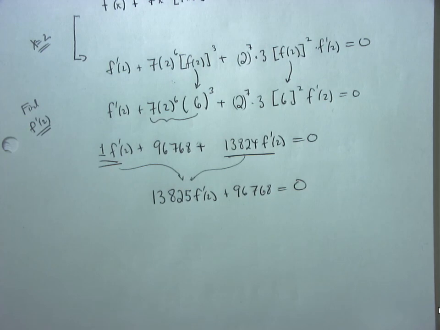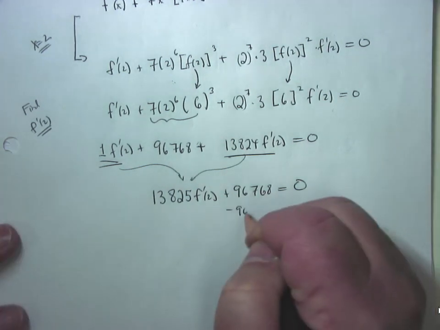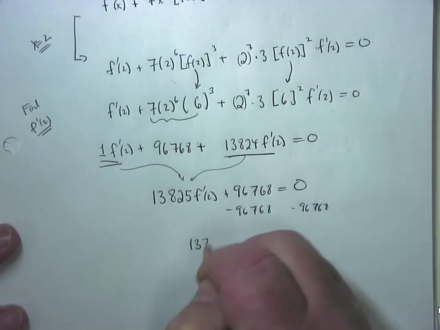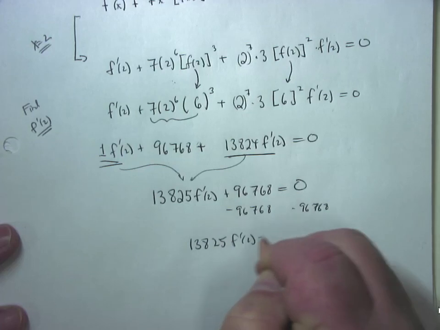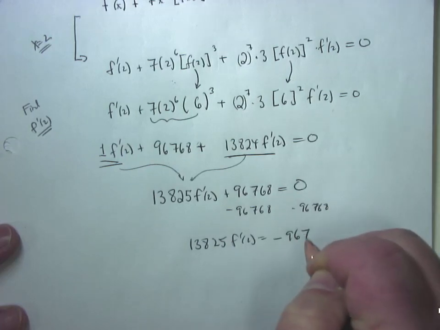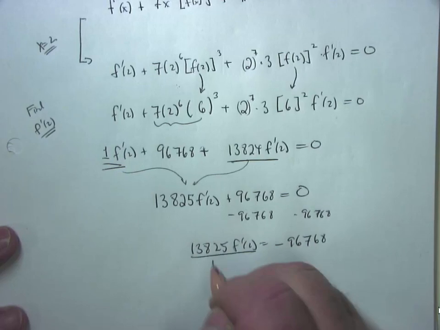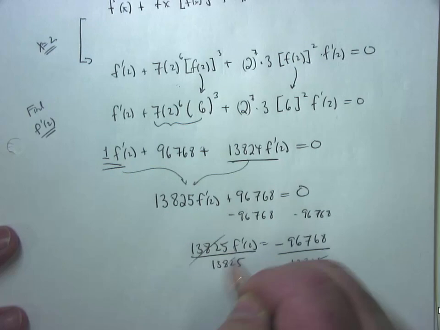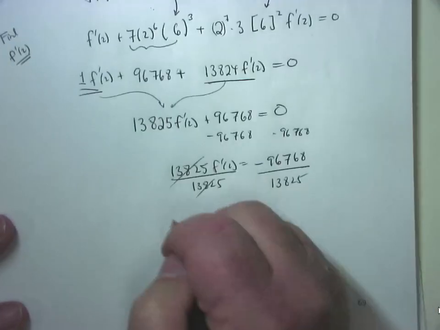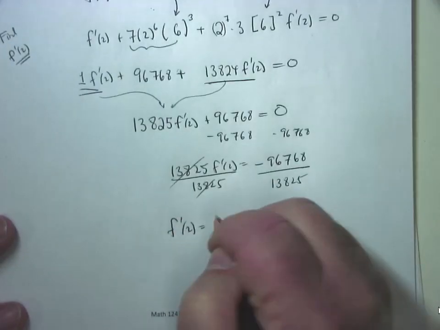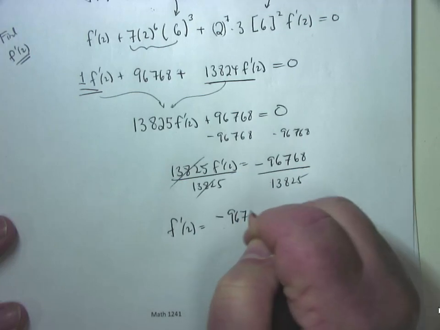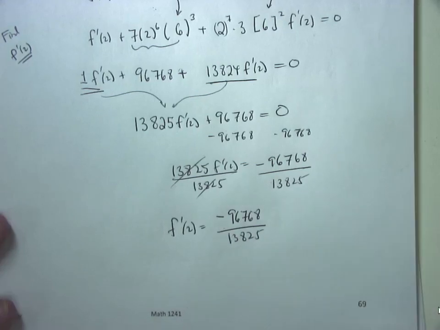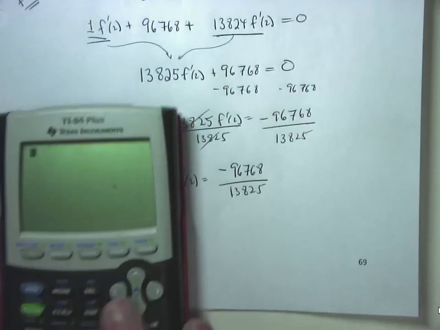Okay, now, how am I going to solve for this thing? I'm going to subtract 96,768 from both sides. That gives me 13,825 f prime of 2's equals negative 96,768. And then I'm going to divide by 13,825. Gotta love WeBWorK here, but it's nothing but arithmetic. So the answer is f prime of 2 is equal to negative 96,768 divided by 13,825. I don't think it reduces, but I don't remember, so let's try it out.